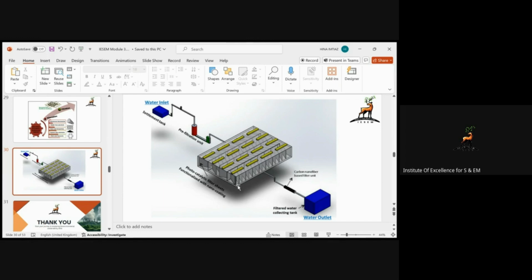After the passing of the wastewater through that sheet, the next step is the carbon nanofiber based filter units. So there is a pre-filtration unit, and after passing through the nanofiltration technique, nanomembranes are functionalized with the nano coating. When the water passes through the functionalized nano coating, then again you have the carbon nanofibers based filter unit, which you can say is the post filtration. After the post filtration, the water is collected into the water tank, and that treated wastewater can be transported to several places for other uses.